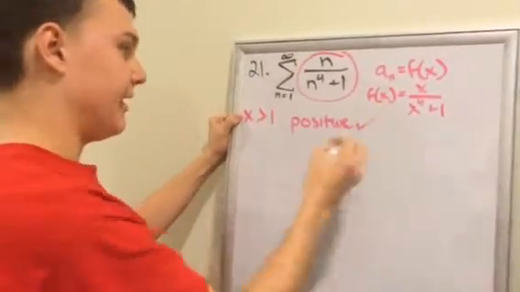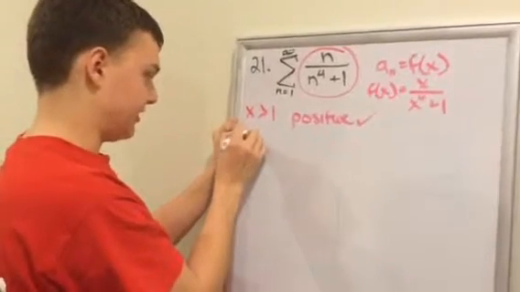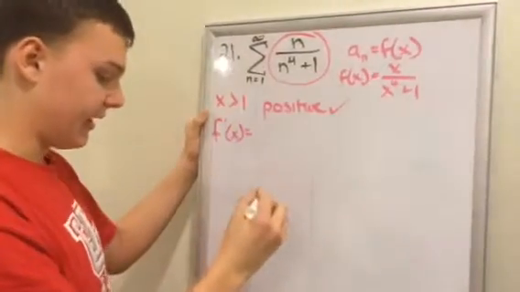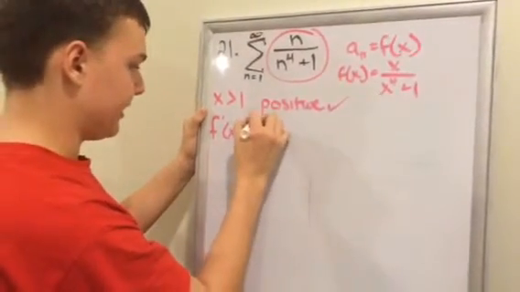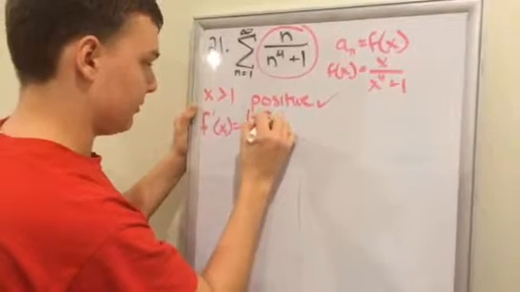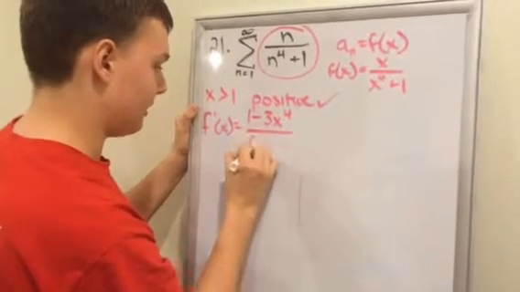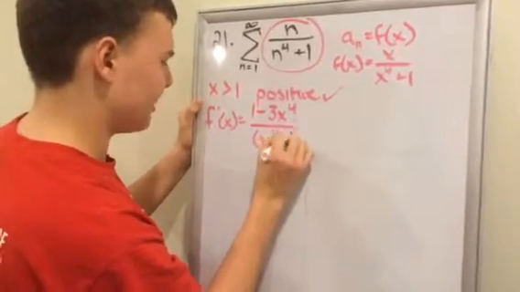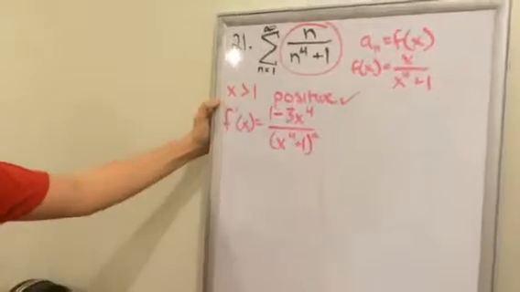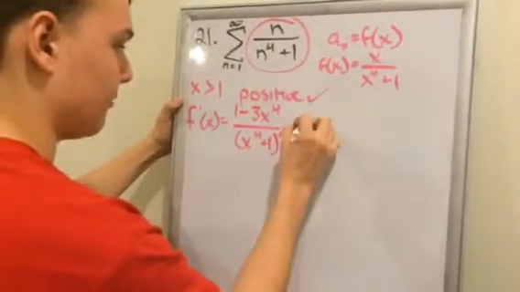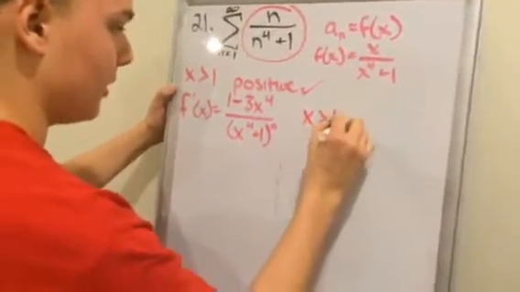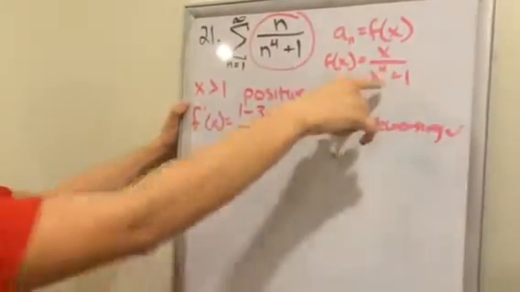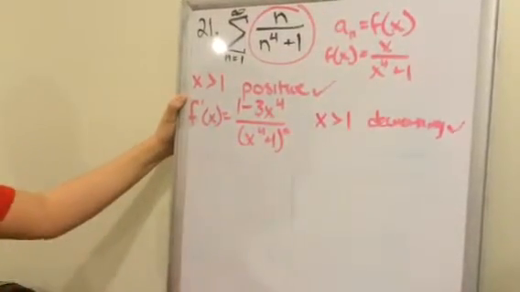Next we need to decide whether it's decreasing. To do so, it's easiest to take the derivative, f prime of x equals, and once doing so, we find 1 minus 3 x to the fourth divided by x to the fourth plus 1 squared, and from there we can tell that for all values x greater than 1, it will be decreasing. And of course, continuous for all values greater than 1.